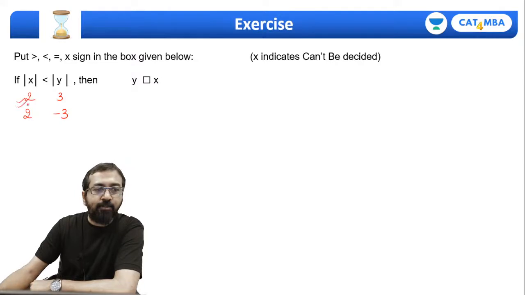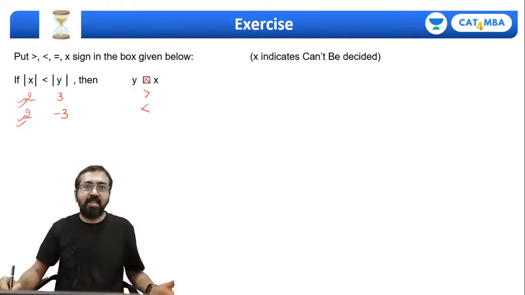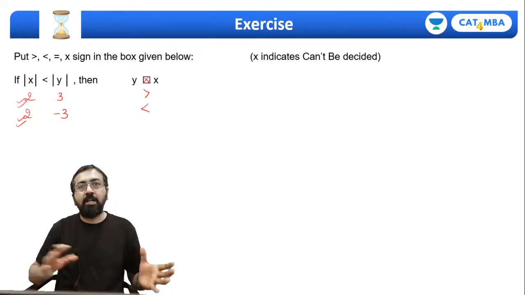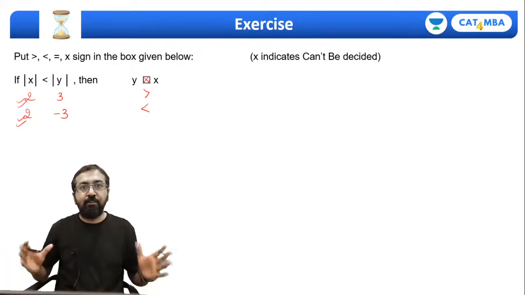If I check for this one, then of course I'll feel that y is greater than x. But if I check for this one, then y will be less than x. So can we establish any definite relationship between these two? No. So we will put a cross sign over here. We can't decide which variable will be greater. There are multiple possibilities, right? Everyone, are you with me?